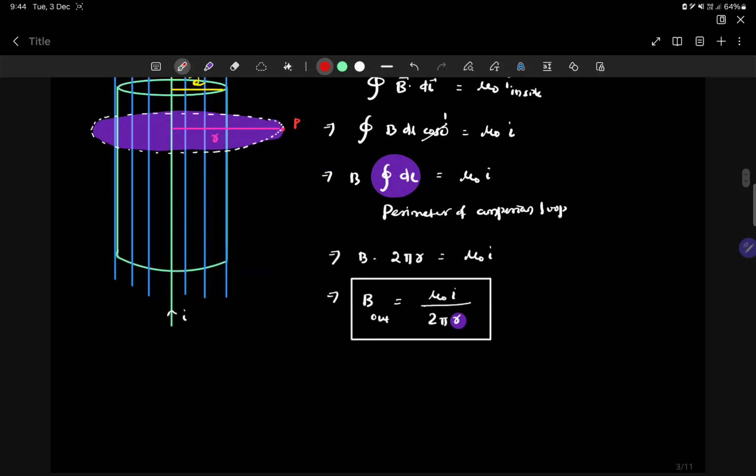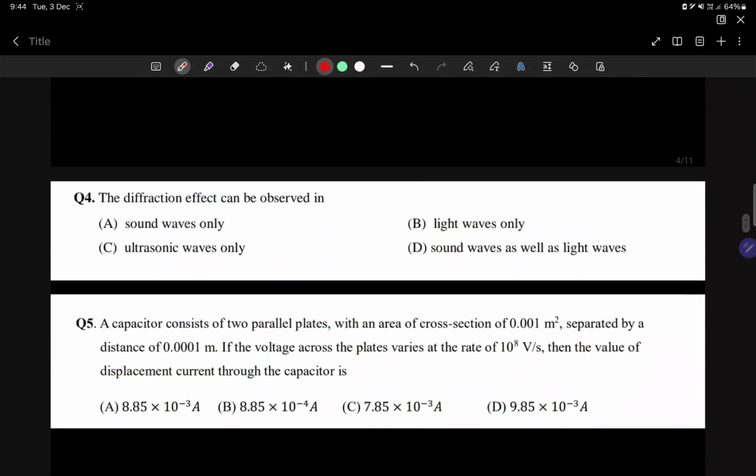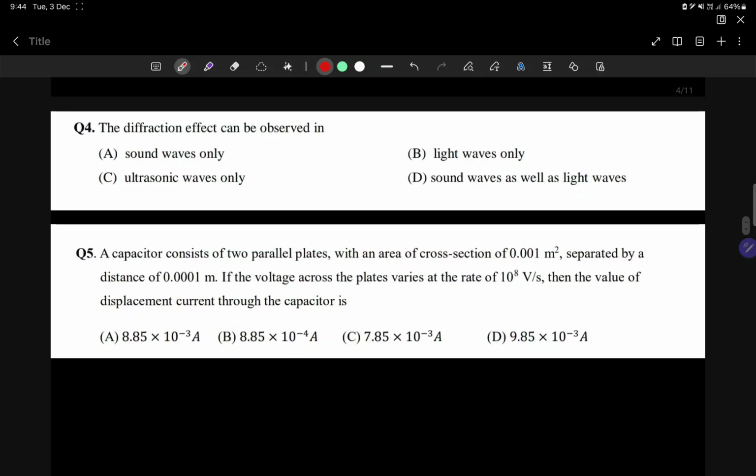Okay. Next question is question number 4. The diffraction effect can be observed in: sound wave only, light waves only, ultrasonic waves only, and sound waves as well as light wave. This is a theoretical question. The correct answer is sound waves as well as light wave.